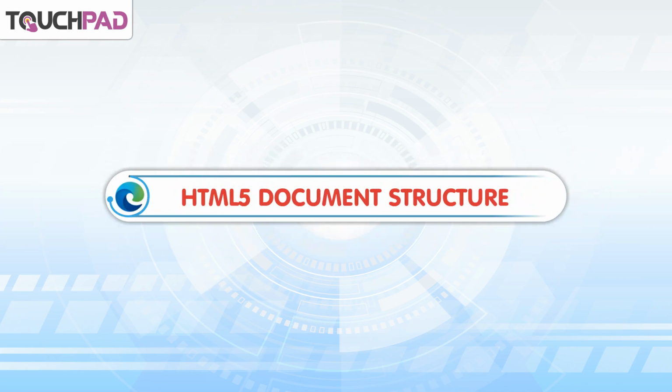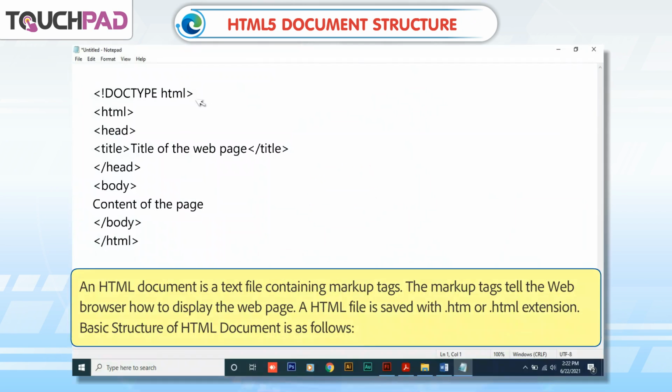HTML5 document structure. An HTML document is a text file containing markup tags. The markup tags tell the web browser how to display the web page. An HTML file is saved with .htm or .html extension. Basic structure of HTML document is as follows.